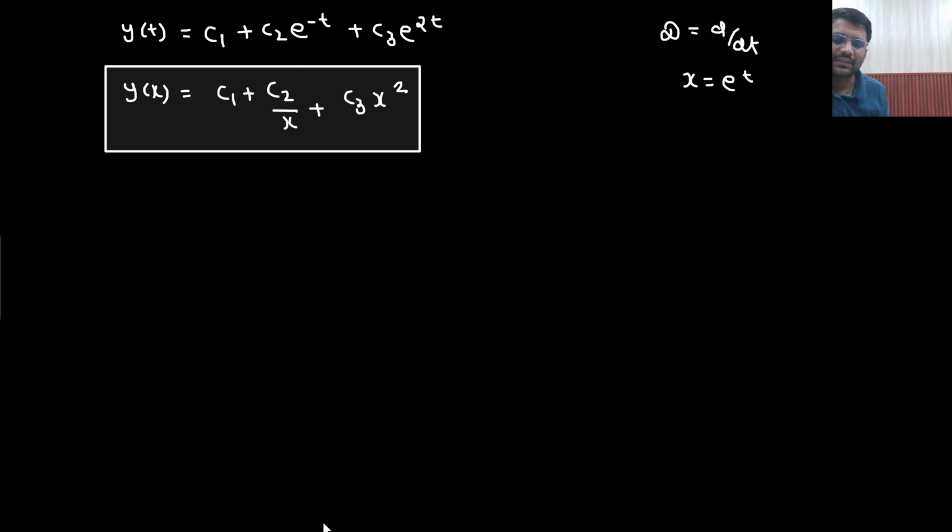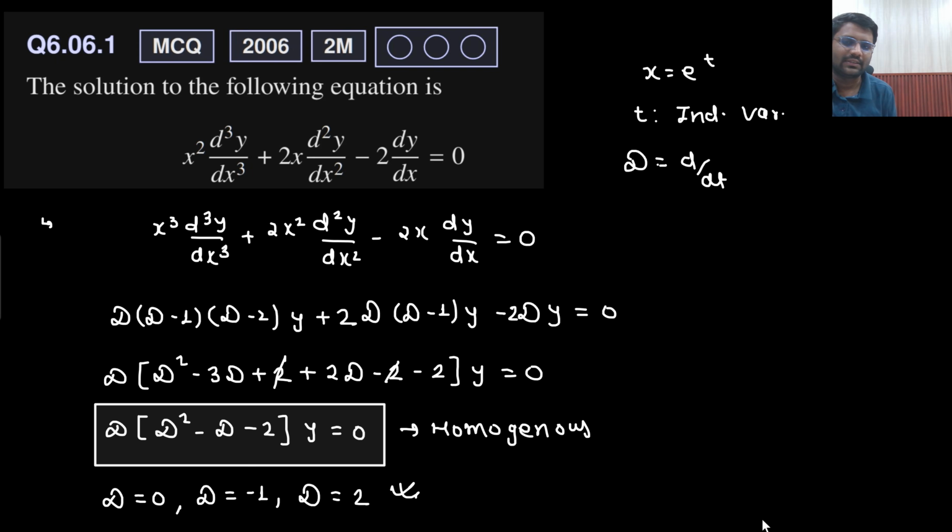So y as a function of x. This is the answer that we are getting. This is your y of x: c1 plus c2 by x plus c3 x square. That's it. Very straightforward question, very straightforward answer as well. e to the power t equals x, e to the power 2t will be x square. So this is the answer that we are getting.